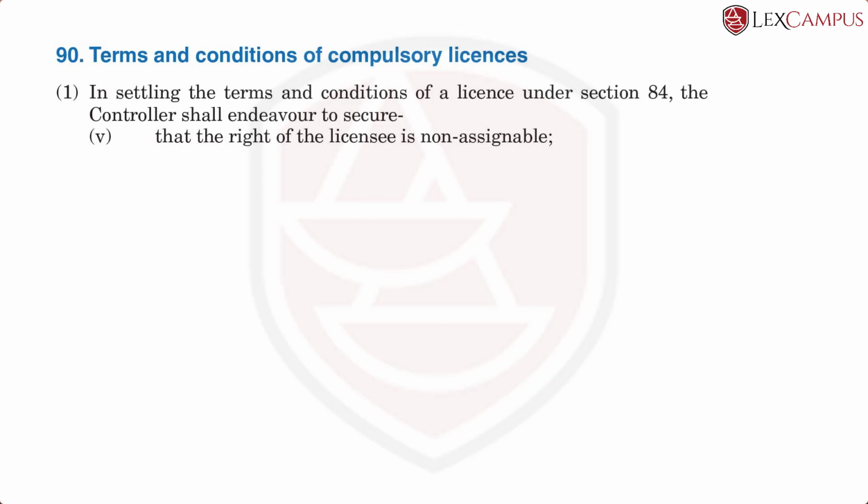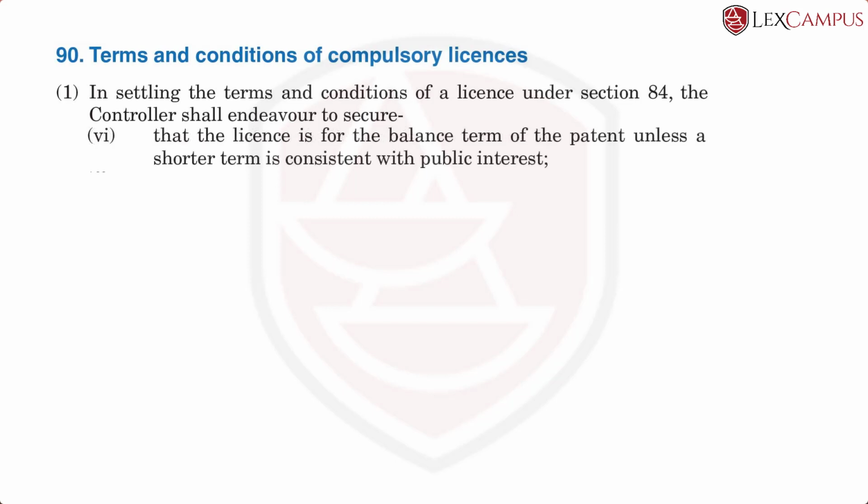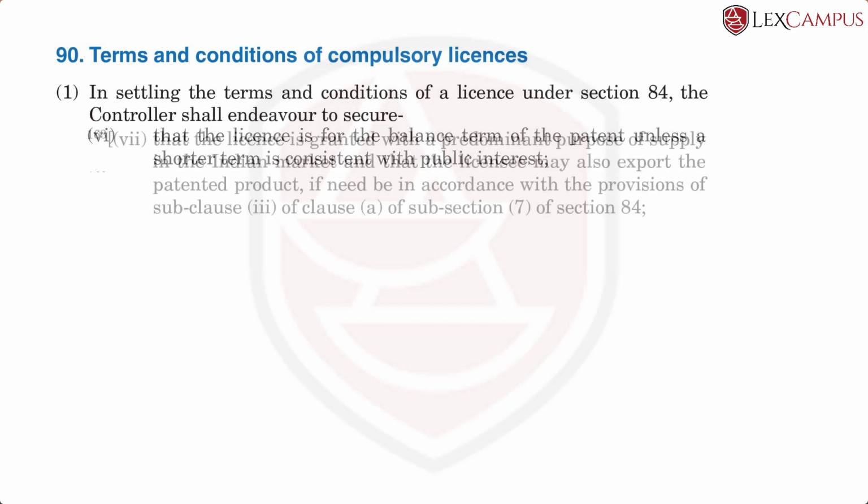5. That the right of a licensee is non-assignable. The licensee cannot transfer or alienate his right or assign his right. 6. The license is for the balance term of the patent unless a shortened term is consistent with public interest. Normally, when a license is granted, it is granted for the remaining term of the patent, whatever remains, unless a shorter period is agreed.